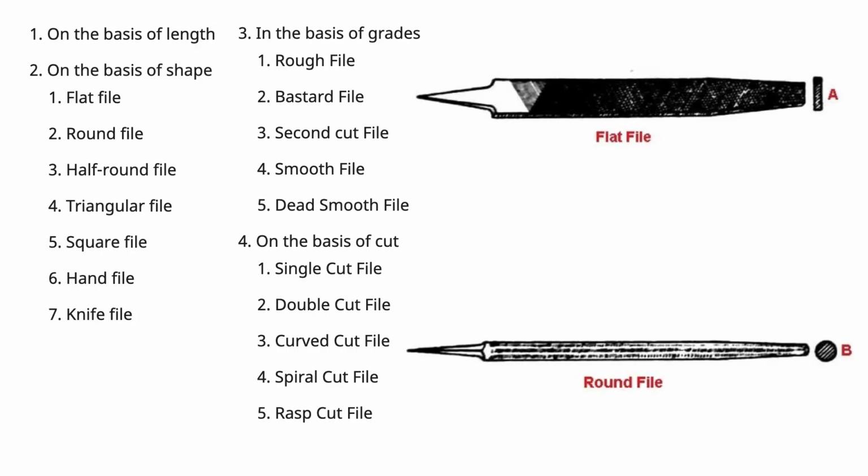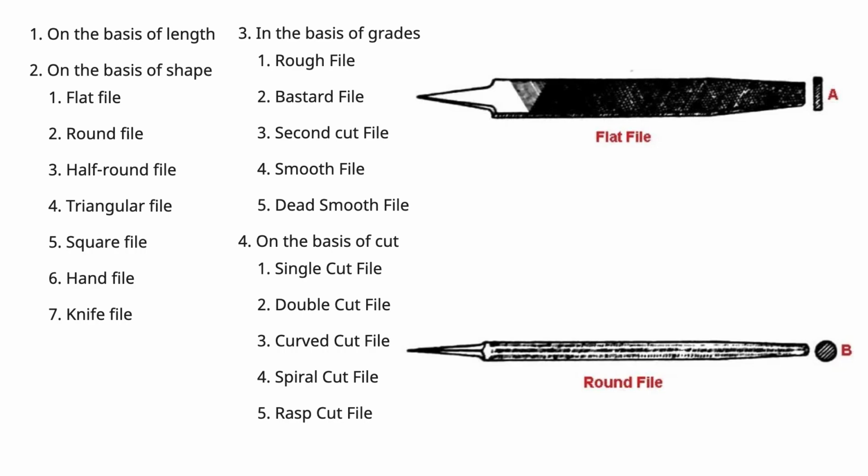It is slightly tapered, both in width and thickness. The double cut teeth are cut on the face, and the simple cut teeth are cut on the edge. That means the double cut teeth are cut on the face and the simple cut teeth are cut on the edge.